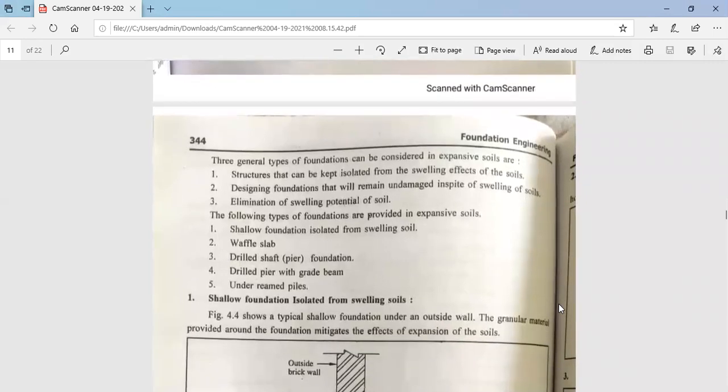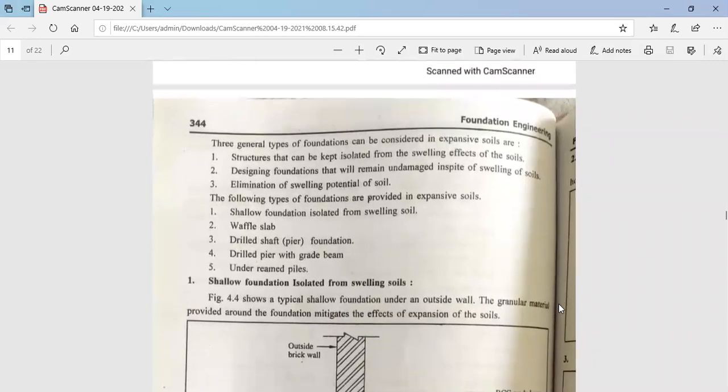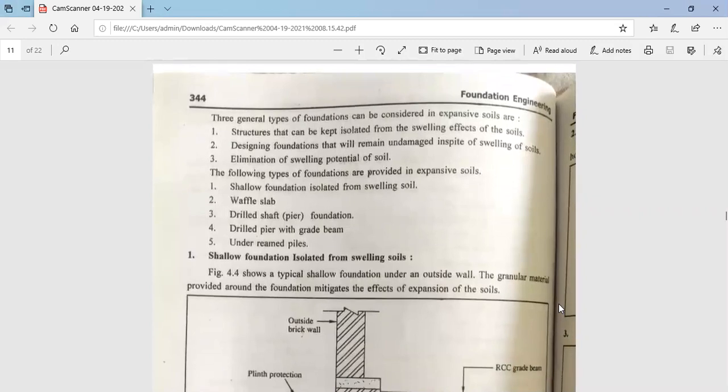Three general types of foundation can be considered in expansive soils: structures that can be kept isolated from the swelling effects of the soil, designing foundations that will remain undamaged in spite of swelling of the soil, and elimination of the swelling potential of the soil. So there are some types of foundation which are provided in expansive soil: shallow foundation isolated from swelling soil, waffle slab, drilled shaft foundation, drilled pier with a grade beam, and under-reamed pile.